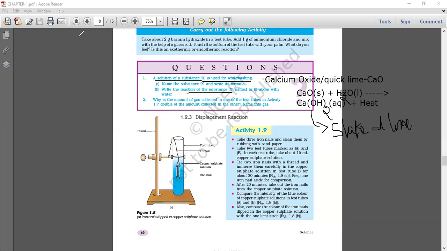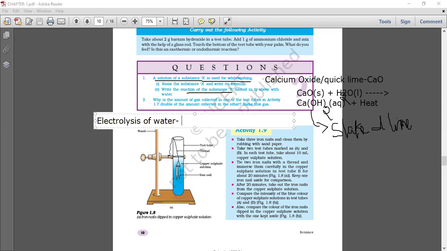Now, why is the amount of gas collected in one of the test tubes double, in activity 1.7? So what is activity 1.7? Next question. It is electrolysis of water. He's saying, why is the amount of gas collected double the amount of the other? Name this gas. Tell me which activity: the activity is electrolysis of water.